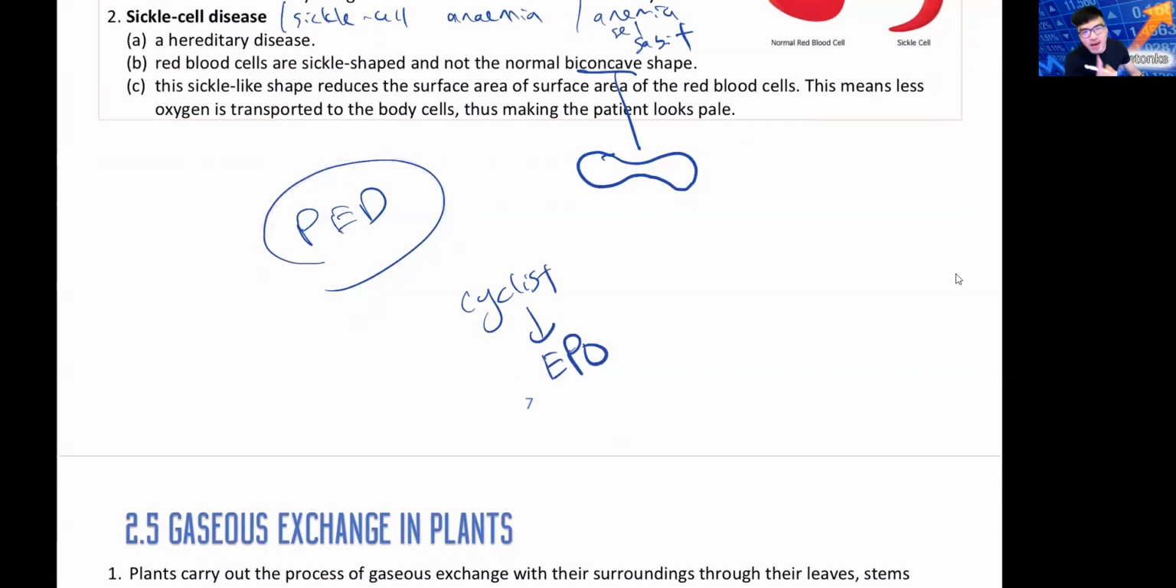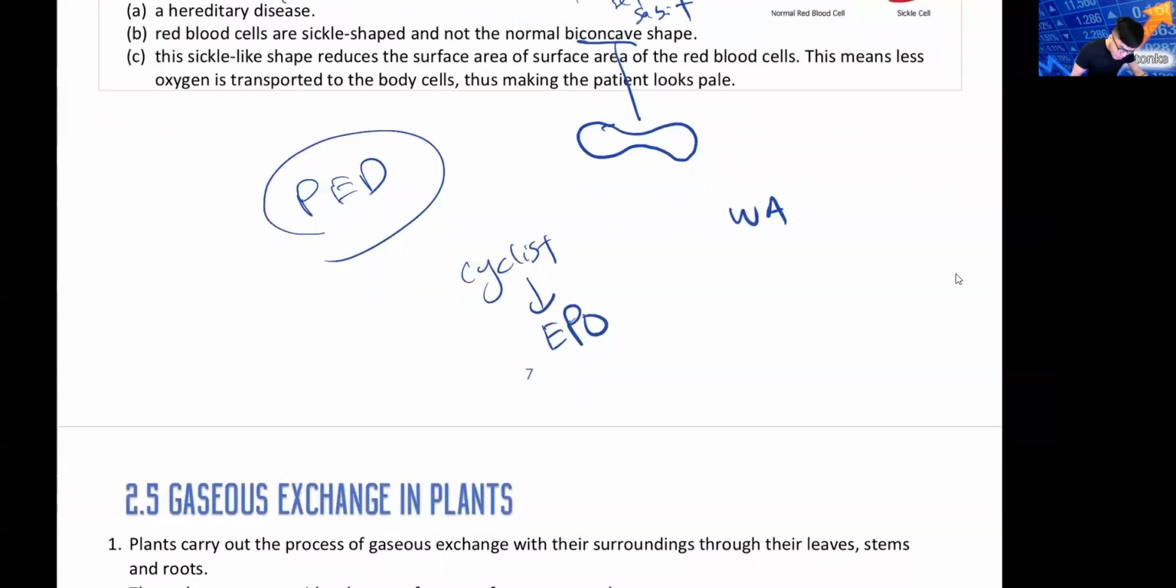If you are caught with any PED in your urine, oh, you are gone, you are done. Seriously. This is why we have a body called WADA. You can go and search for it. It stands for World Anti-Doping Agency. WADA is the association that controls what stuff can be used in sports and what not.